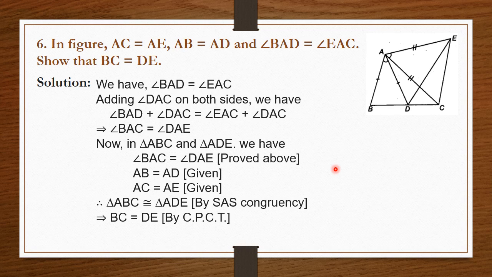Then AB equals AD, given, and AC equals AE, that is also given. So we can say side, angle, side. So using the SAS congruence rule, we can say triangle ABC is congruent to triangle ADE. Please be careful about the names. Now, since these are congruent, the third side is also equal. So the third side is BC and here DE. BC is equal to DE by CPCT.